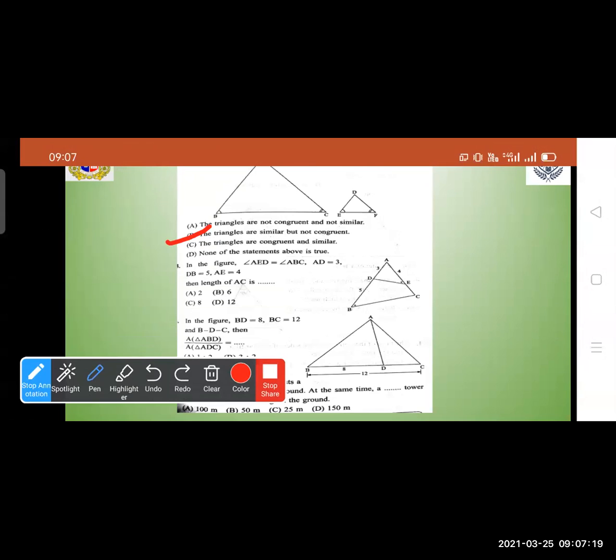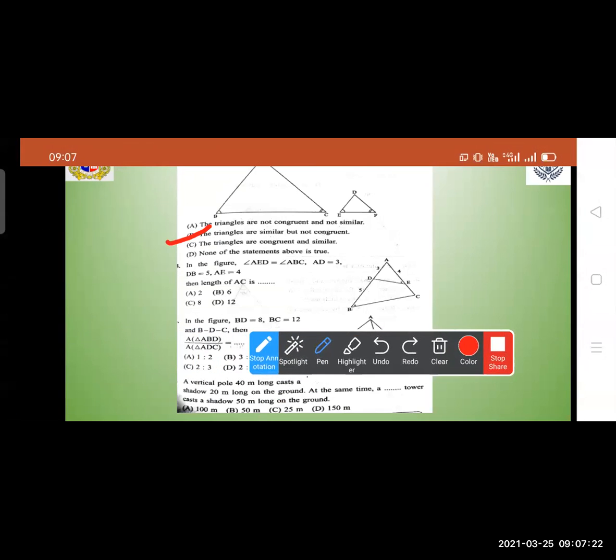In question number 3, in the figure, angle AED is equal to ABC, and AD, DB and AE are given. So you find AC. Simple question. In this question, AEC is equal to AED, and AED is equal to ABC. Then we find the ratio, that is AD by DB is equal to AE by EC. Then substitute all the values, you get EC. Then add AE plus EC, you get AC. So when we add this, we get AC is equal to 6 cm.